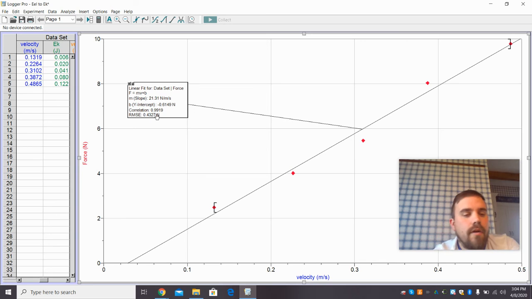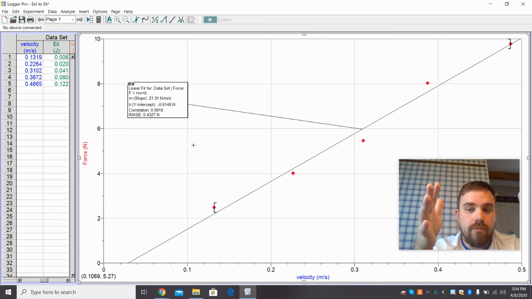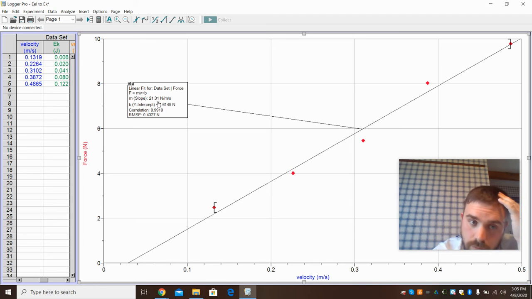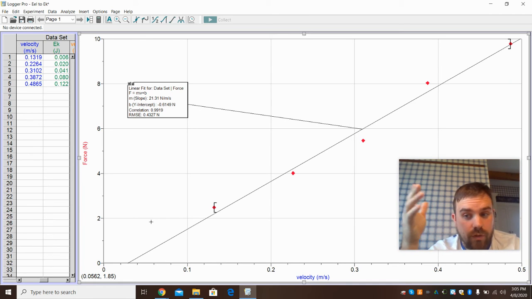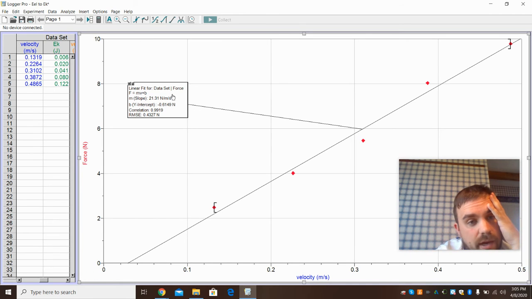I would say force, because it's in y is equal to mx plus b form. So I would say force, because that's the variable on the y-axis. Force is equal to my slope, 21.31. And because it's a number, it has to have a unit with it. And so in my program, it automatically generates the units for me. I don't think it does that in graphical, but here's how you would do it.